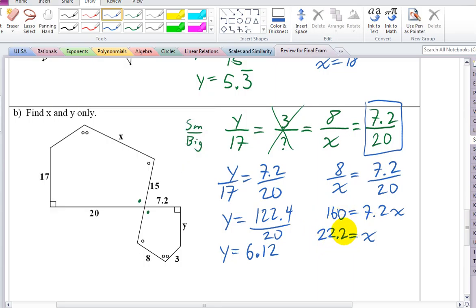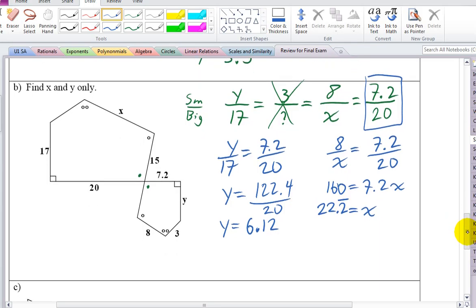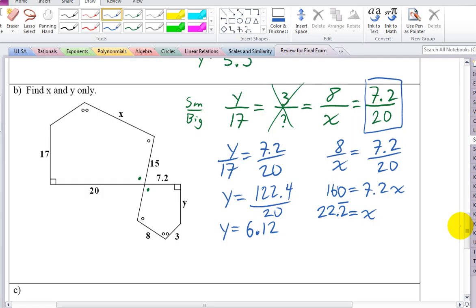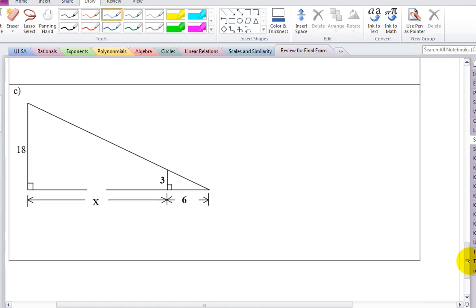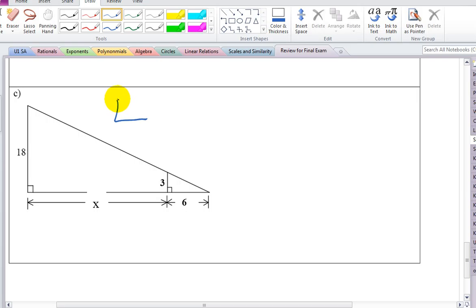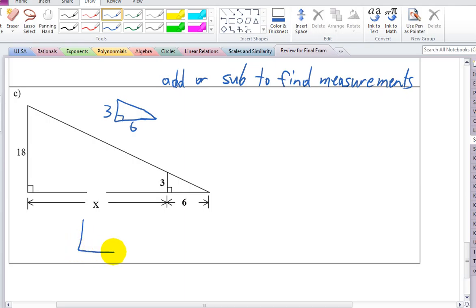Good. Okay, hands up, you got those answers? Awesome. All right, so just be careful how you set them up. Sometimes you're given information you don't need, like the number 3. Okay. For the next one, this is the trickier one. It's helpful for these ones always to draw 2 triangles. Okay. Sometimes you're going to have to add or subtract to find measurements. Right? So you're not going to be given all the numbers you need.